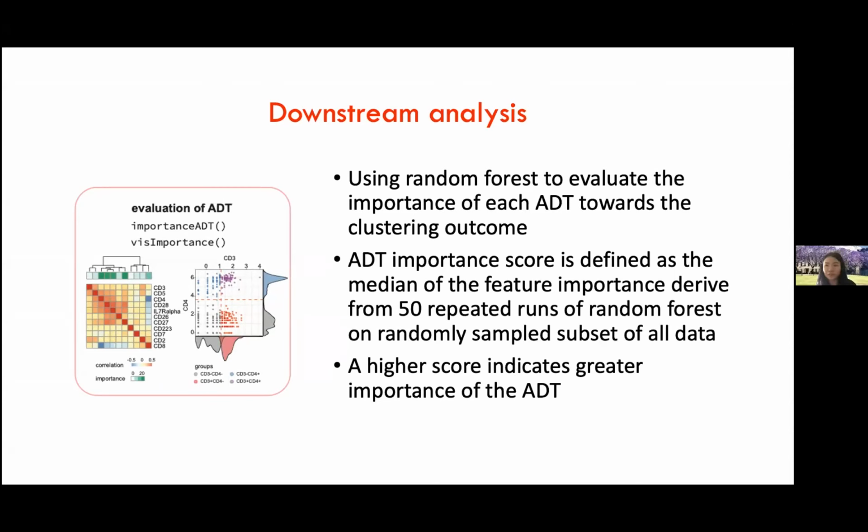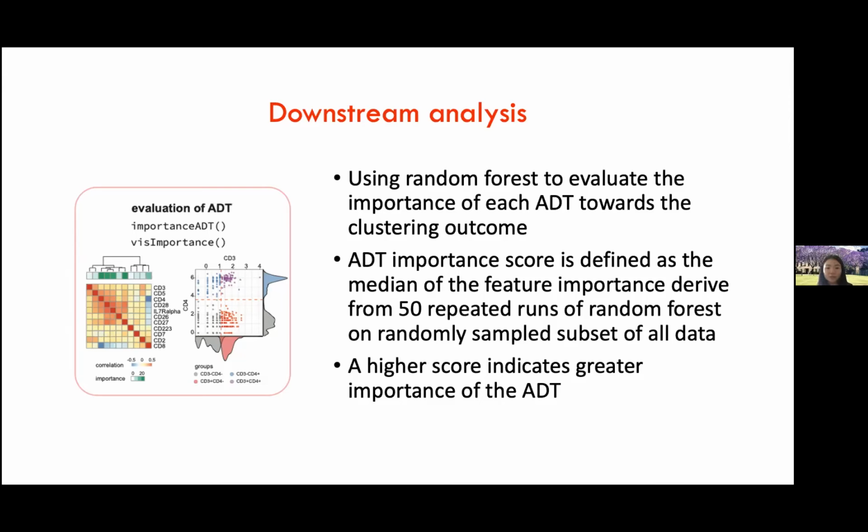Okay, so next I will introduce some downstream analysis functions in the CITE-seq data or CiteFuse. One function that we implement in CiteFuse is to check how useful the ADT is. This is quite useful when researchers want to identify which ADT is important to discriminate the cell type identity so that they can keep these proteins in the future experiment. And meanwhile, they can remove those uninformative ADTs in their future experiment.